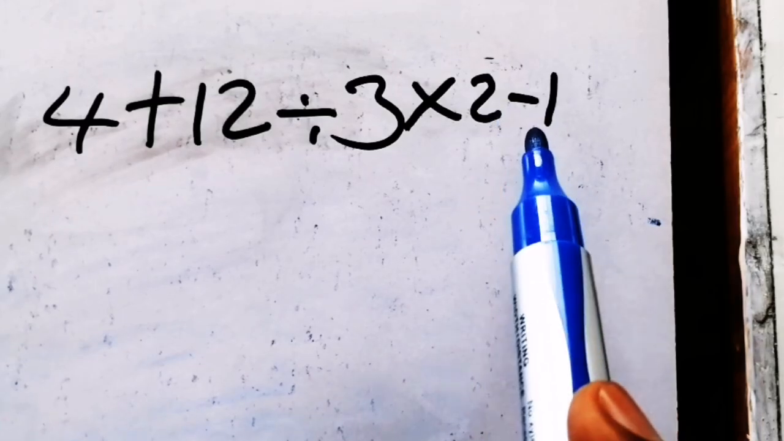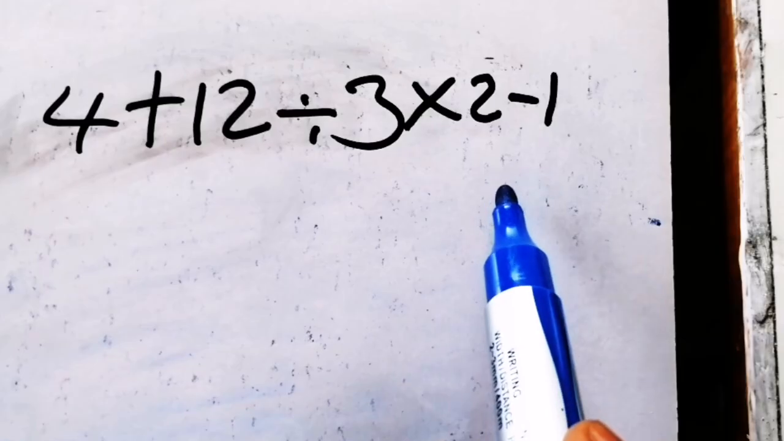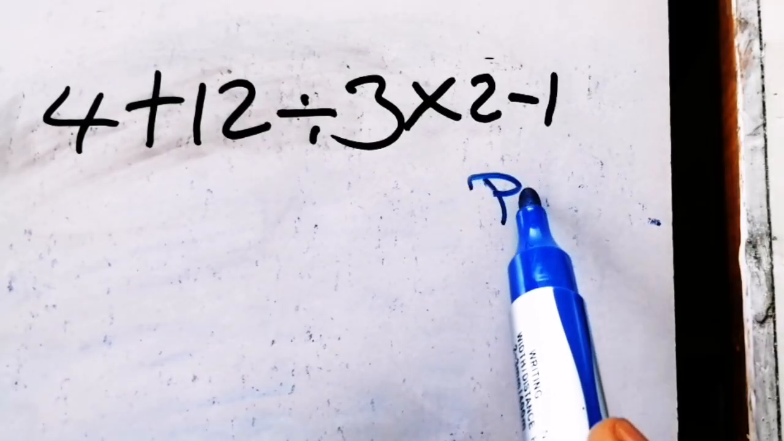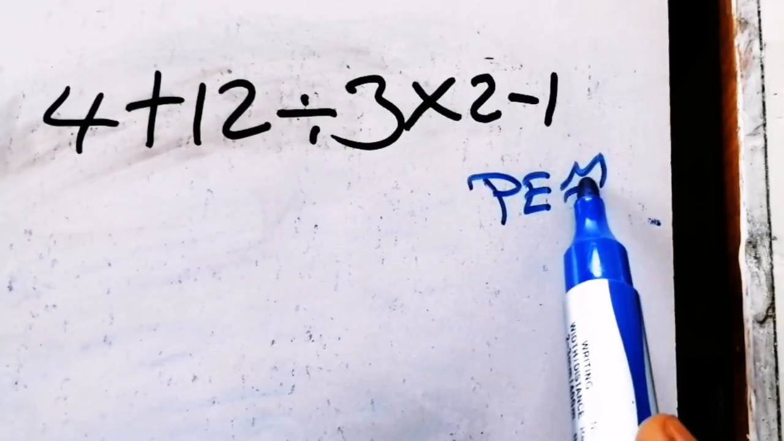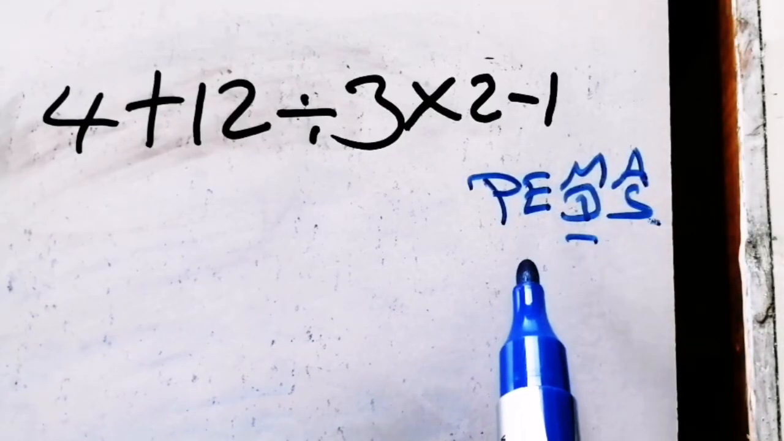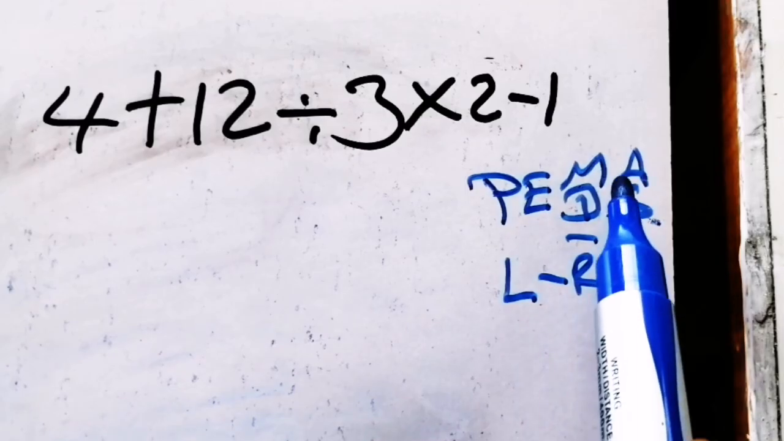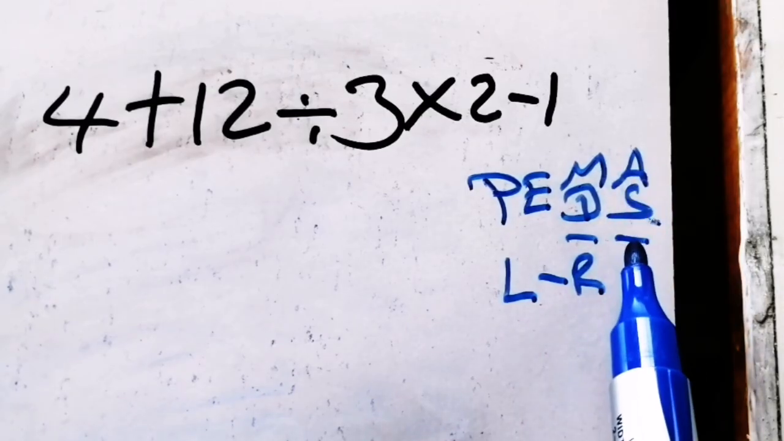In order to get the correct answer of this problem, we need to follow the order of operations, okay? First we have to do parentheses, then exponent, then multiplication or division, and finally addition or subtraction. Remember that multiplication and division have equal priority. We have to work from left to right. The same applies to addition and subtraction, okay?